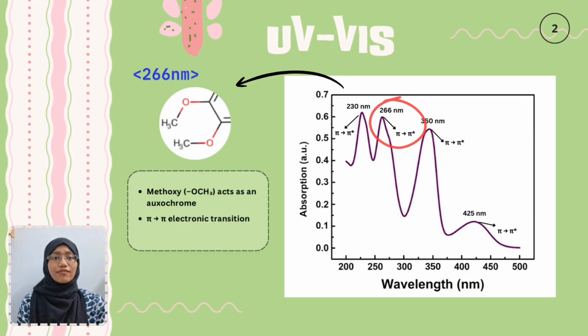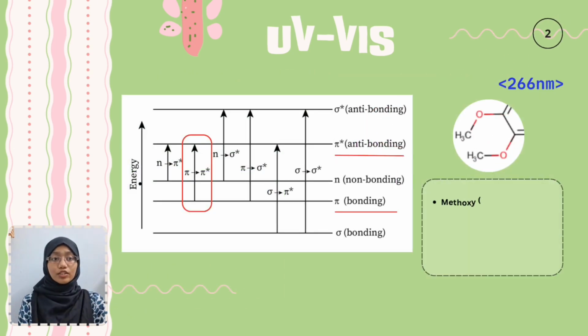So, by having lone pair electrons at O, this auxochrome attached to the conjugated aromatic system increases pi electron delocalization, which influences the electron transition that we observe. If we refer back to the energy diagram, this peak also represents a pi to pi star electronic transition, just as with our previous peak.